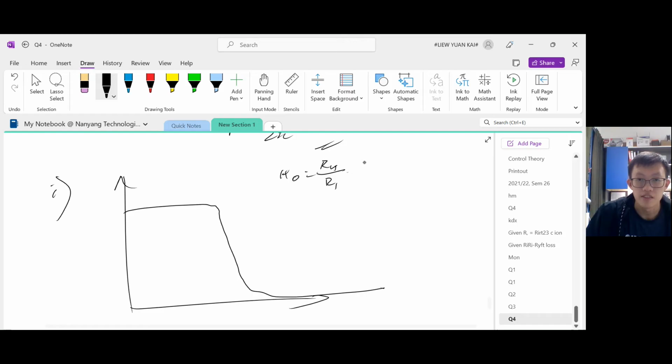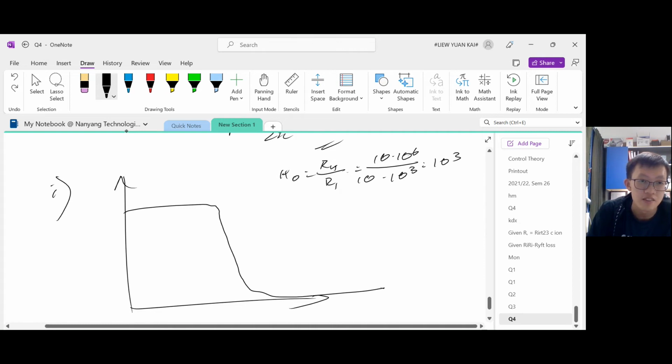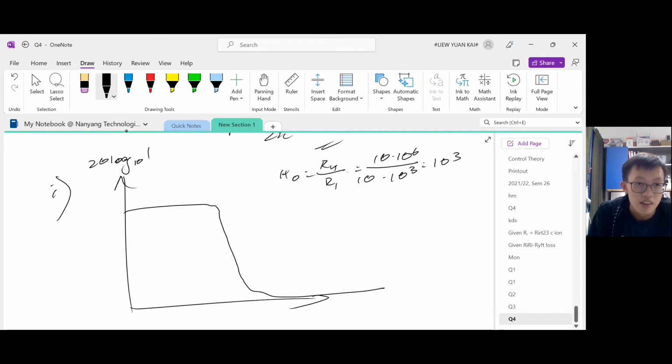This is our max gain. If you sub in the numbers, 10 mega ohms divided by 10 kilo ohms, you should get 10 to the power 3. Okay? But remember, this scale is in decibels. And how to get decibels? Decibels, you need to take 20 log base 10 of the H value that you get. So we need to convert this to decibels. 20 log this, okay? This goes into here.